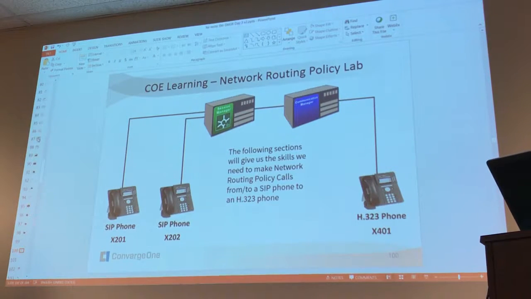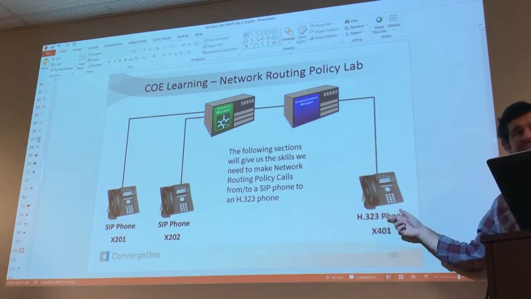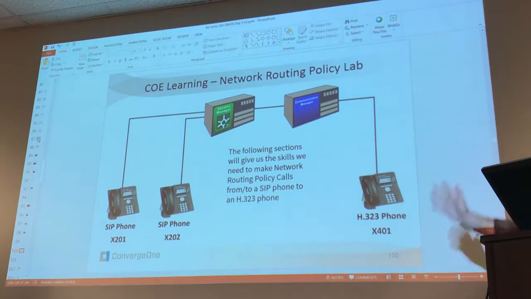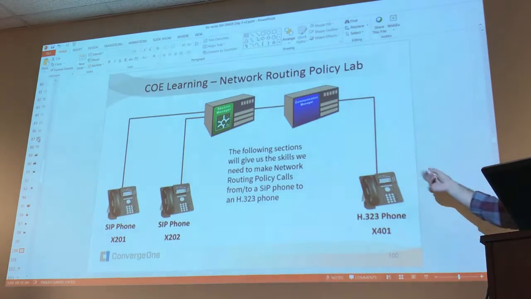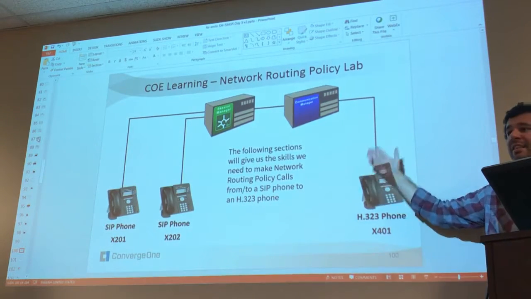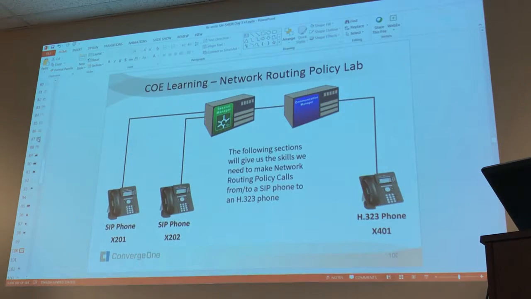Now, we're going to start working with routing policies. Right now you have the two SIP phones, right? Being able to communicate using SIP registry routing. What we're going to do now is have an H323 phone registered to CM, and we want to make calls from the SIP phone to the H323 phone. You now know that that's going to happen via network routing policies, because that phone doesn't have a user profile in Session Manager. Instead, it has a profile in CM.